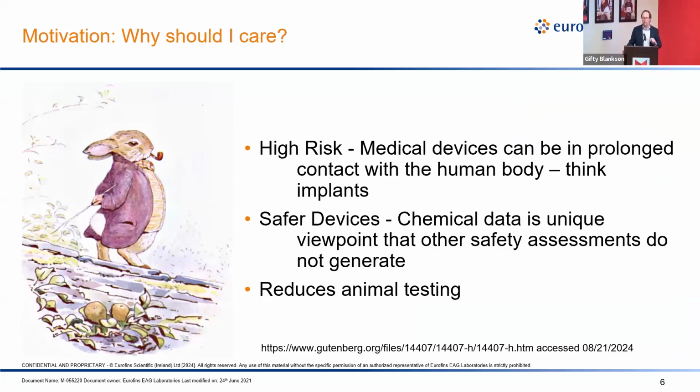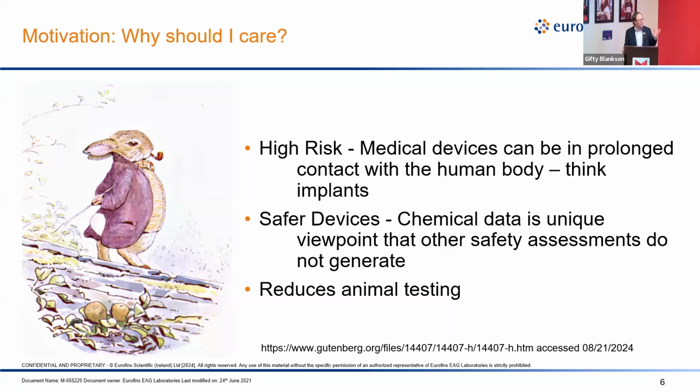So why should I care about doing chemical characterization instead of the more traditional methods? Well, medical devices are high risk. They can be in prolonged contact with the human body, right? In principle, if you get an implant, it's in you for the rest of your life. So if there's something in there at relatively small amounts that leaches out slowly, but it's a potent genotoxin, that's a problem, right? So we've really got to look pretty hard and pretty low.